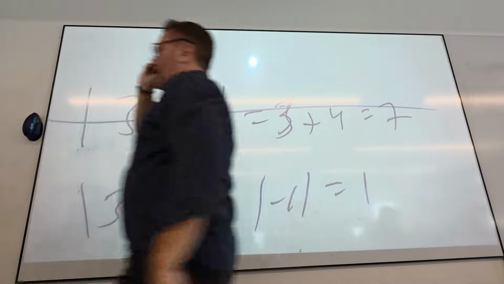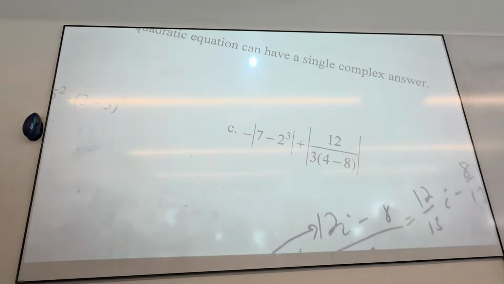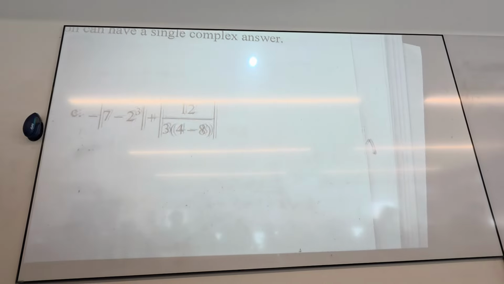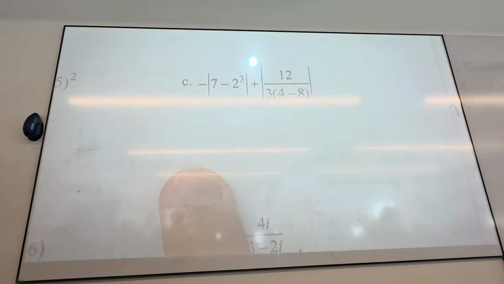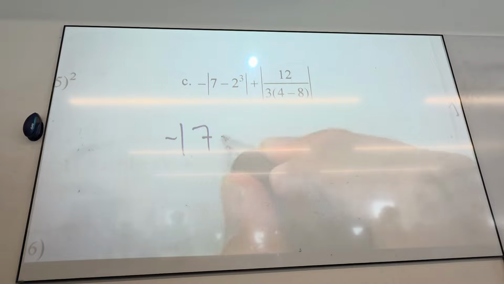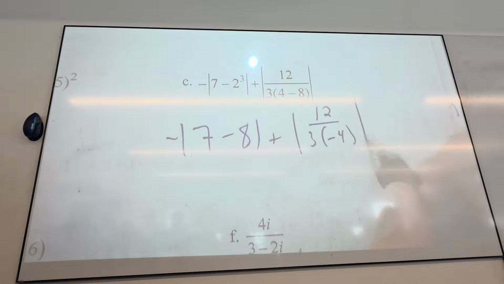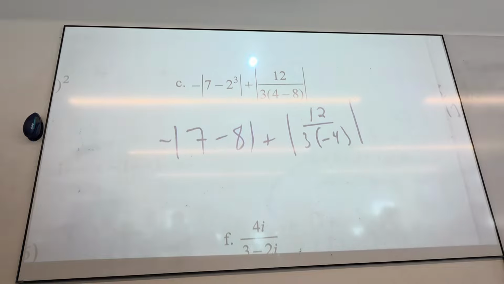So looking back at the problem. What would I do first? 7 minus 8. Can I do some stuff in here? What do I do first? Parentheses. 12 over 12 minus 4 minus 8. Is that cool?